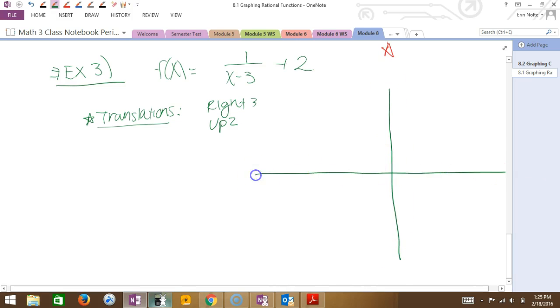So there's my graph. I'm going to go right 3, draw my asymptote, and I'm going to go up 2, draw my asymptote. And then, just like we did last time, we just draw on our function. Just like that.